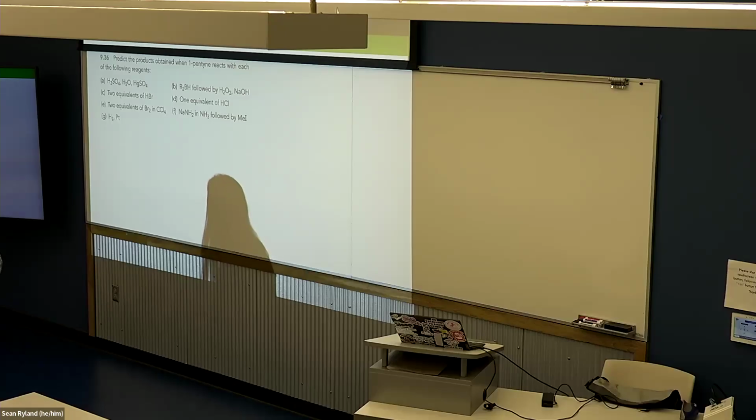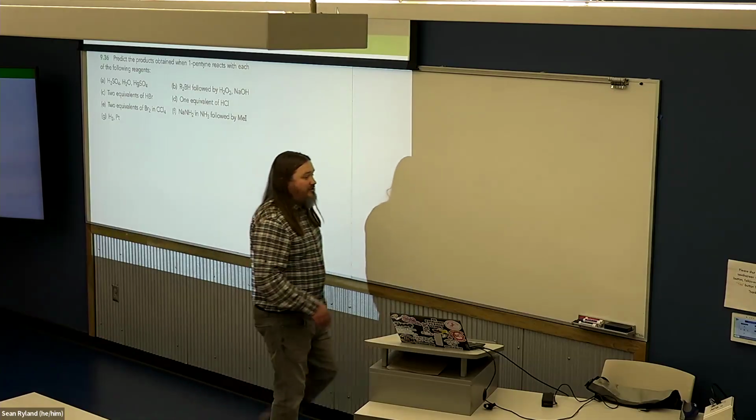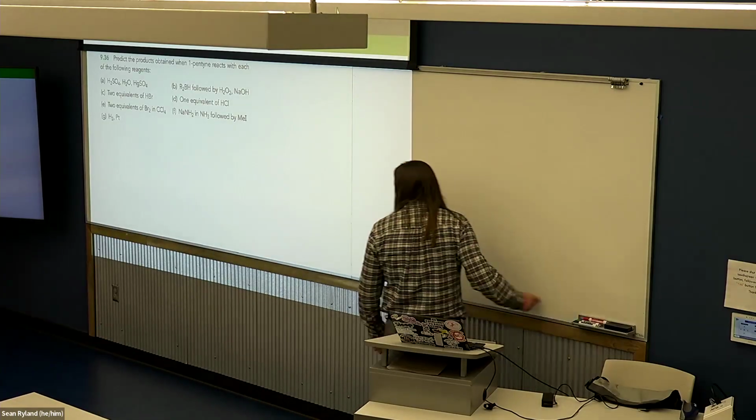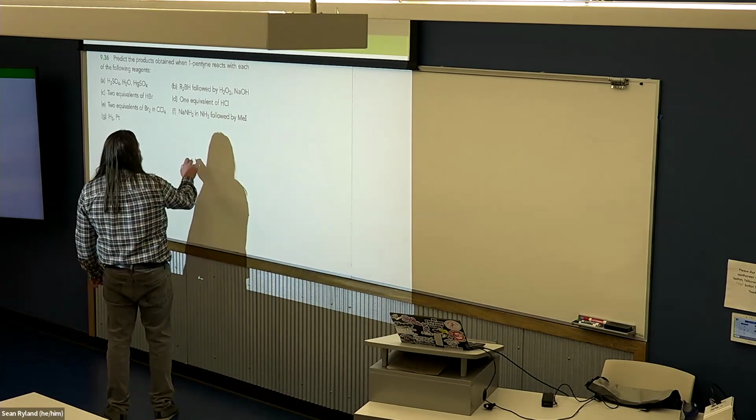So, the first one. Yes. It's on the bottom, we add. You take away the triple bond, we get a double bond. Yes, which then rearranges, right? So one pentyne.